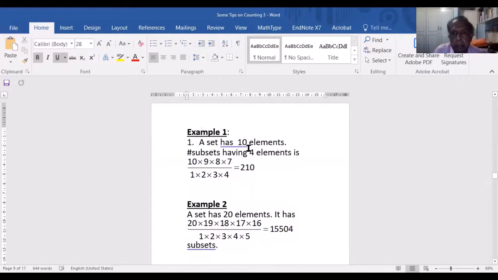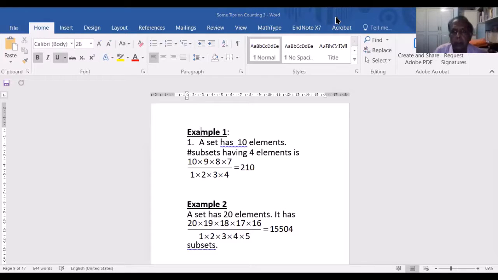A set has 10 elements. The number of subsets having 4 elements is, so there it is, starting from 10, you go down until you have 4 terms, so this is r, and at the bottom you get 1 times 2 times 3 times 4. Straight away you can calculate this, you can use a calculator, but where possible, I don't use calculators, as you would know by now.